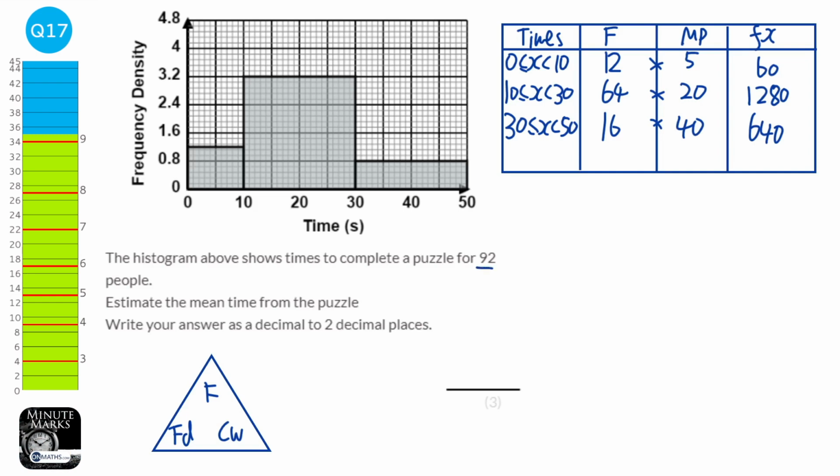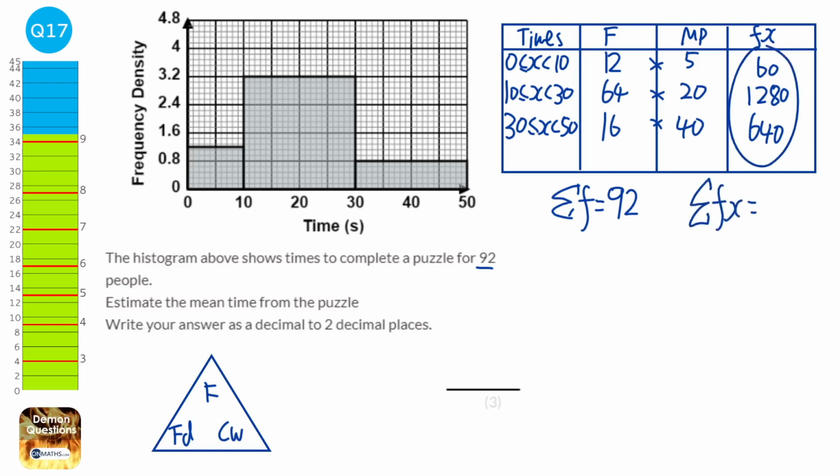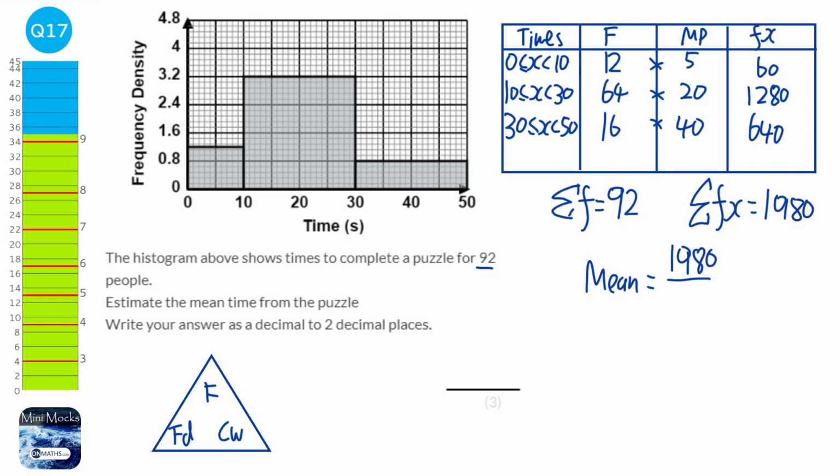It does tell us there are 92 people, and if you do the sum of the frequencies, you do get 92. So we know that it's a one-to-one relationship. Okay, so let's do the sum of the fx by adding up these numbers here, and you get 1,980. So to find the mean, we do the sum of fx over the sum of the frequencies, and that will give us 21.521..., and to 2 decimal places, which is what the question asks for, it's 21.52.